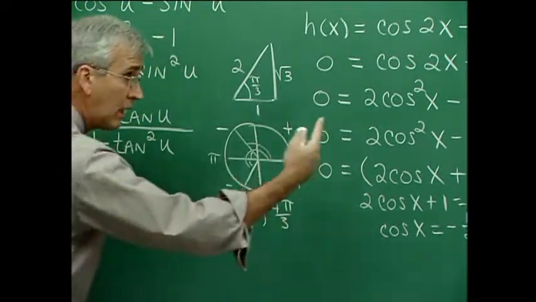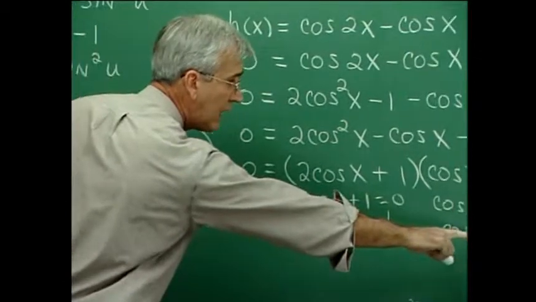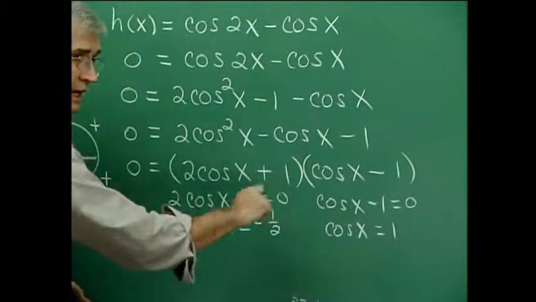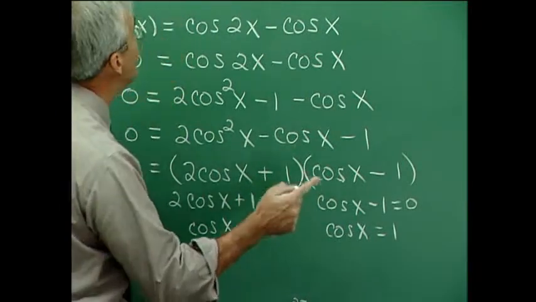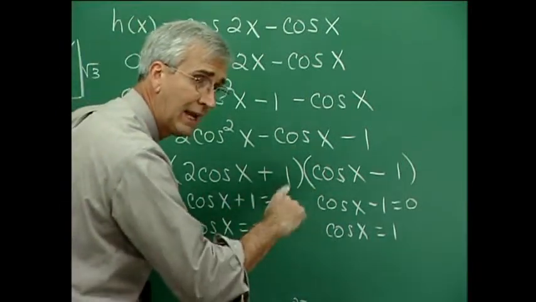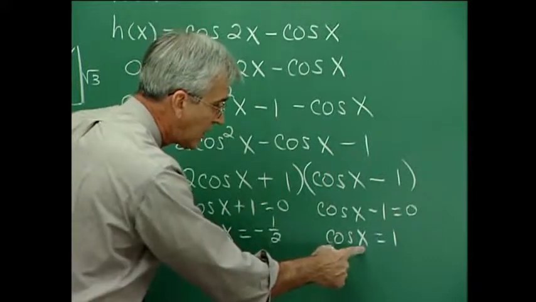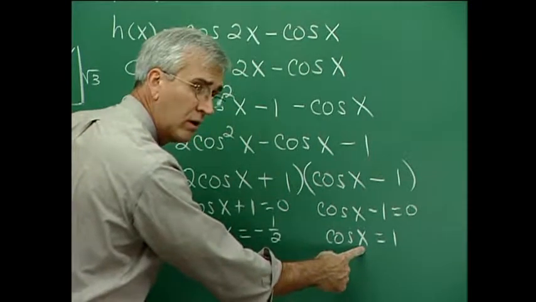Now, for the other one, for cosine x equals 1, well, gee, the cosine curve is at the top of its amplitude at the beginning of the cycle and at the end of the cycle. So x needs to either be 0 or 2 pi.